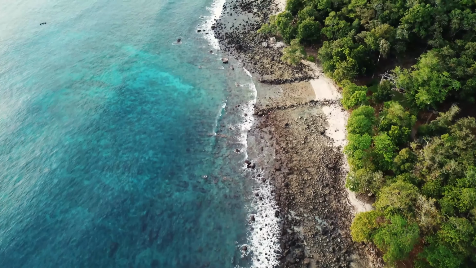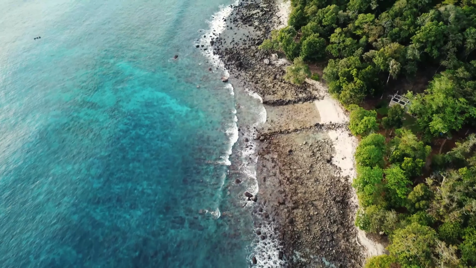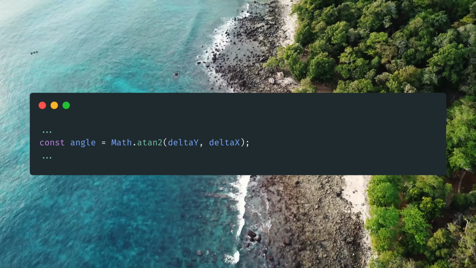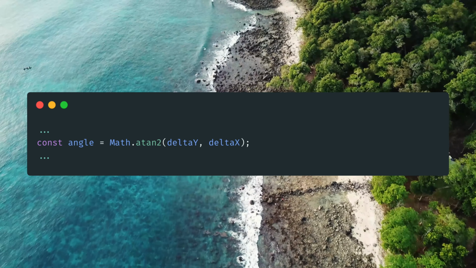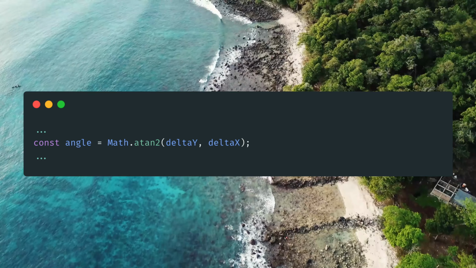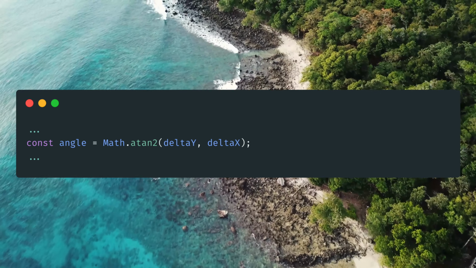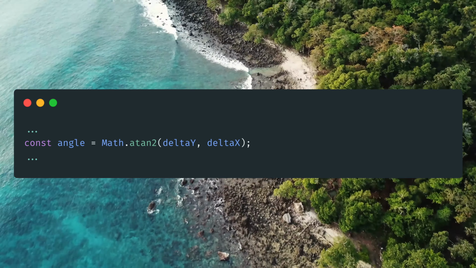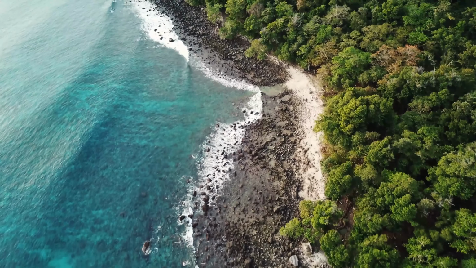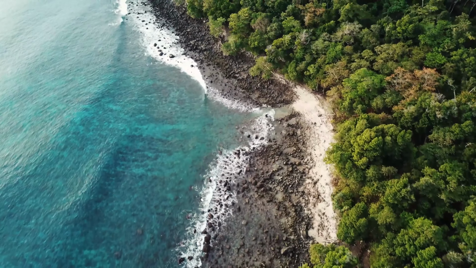If you've ever worked with JavaScript, you've probably come across the atan2 function. Maybe you are dealing with angles or rotations, or trying to figure out the direction from one point to another. But what exactly does atan2 do, and why do we even need it? In this video, we're going to break it all down.